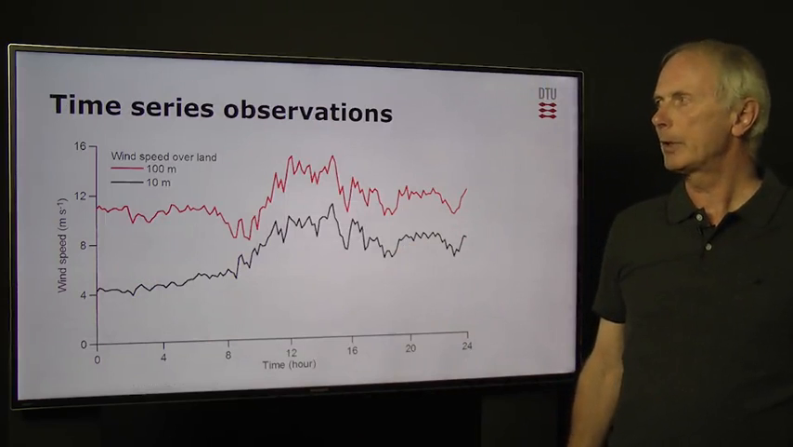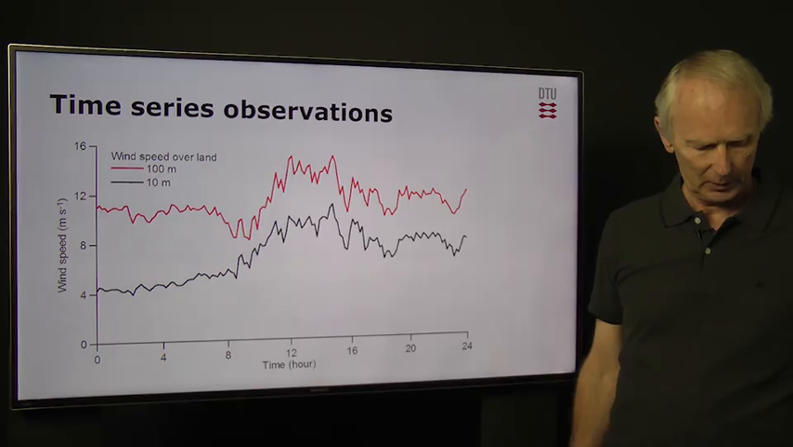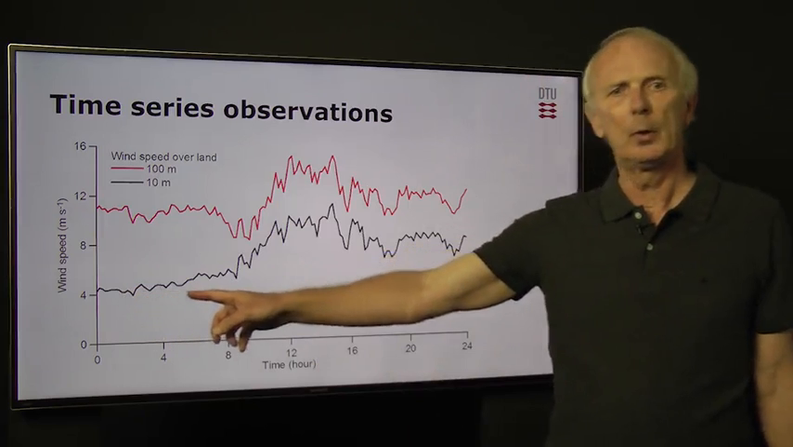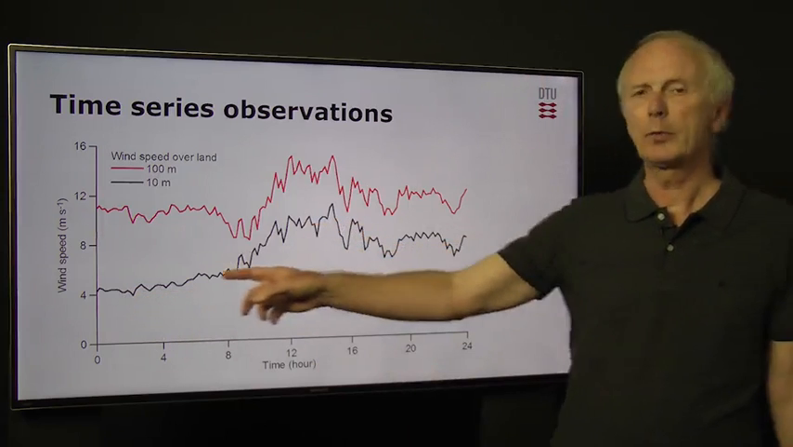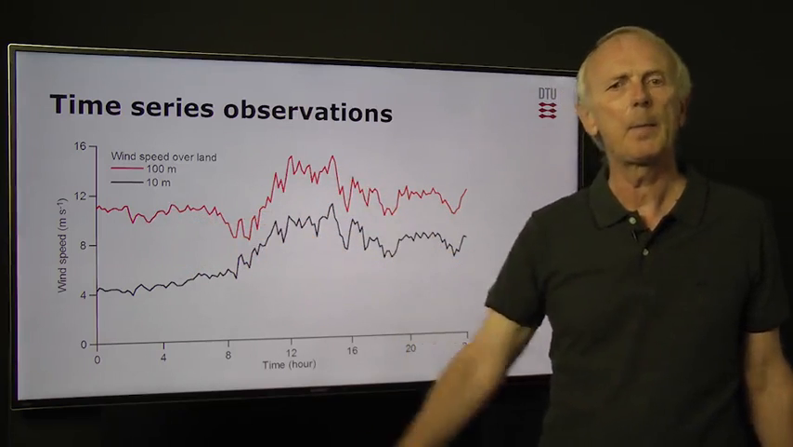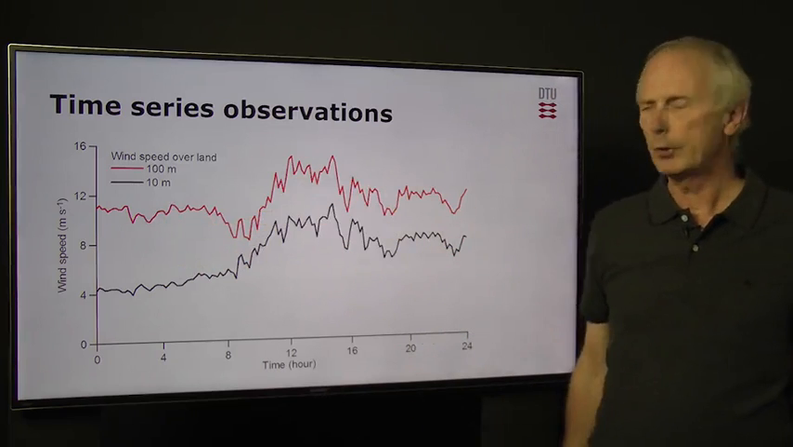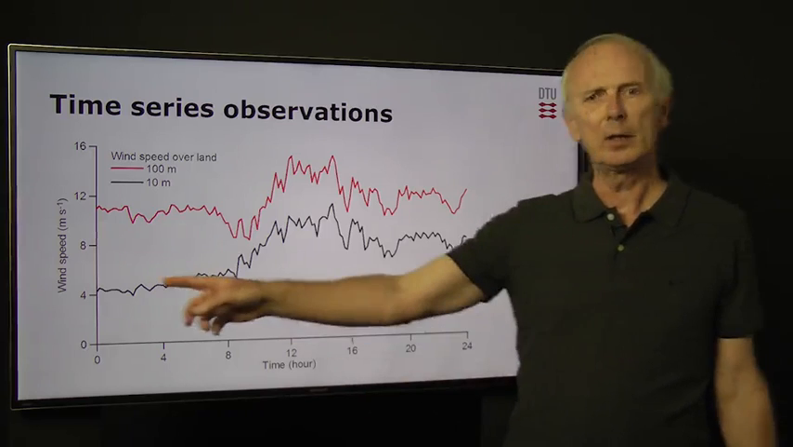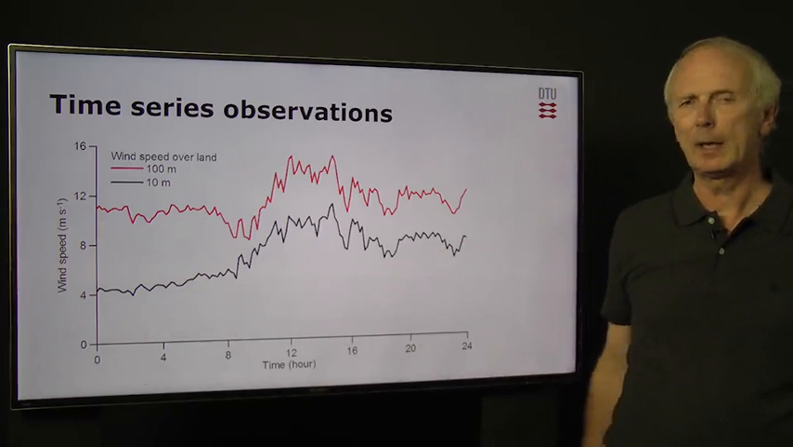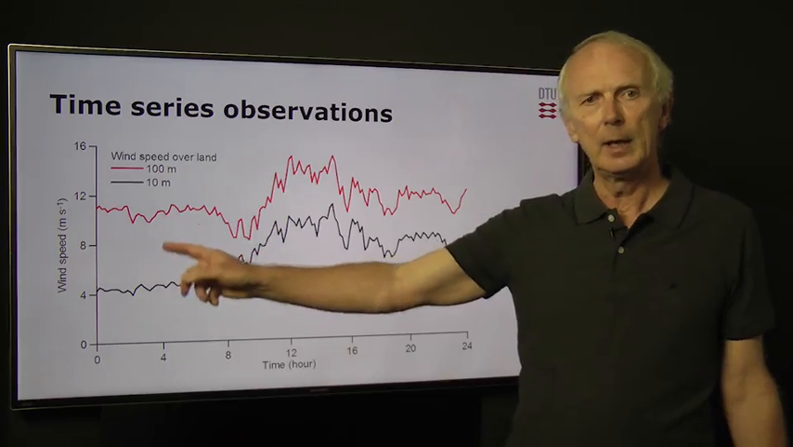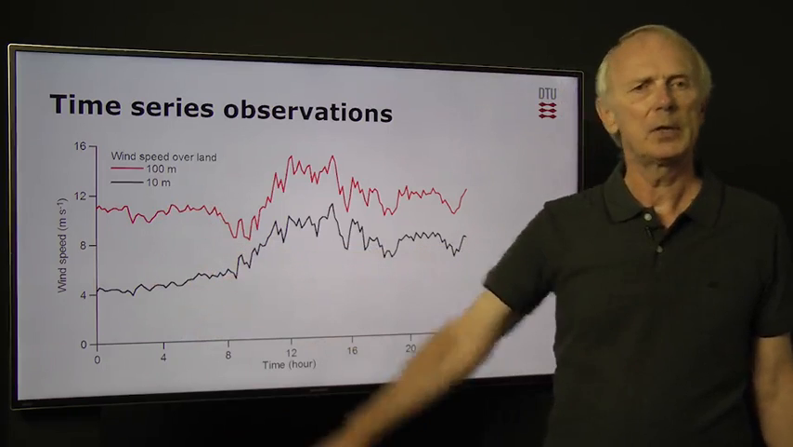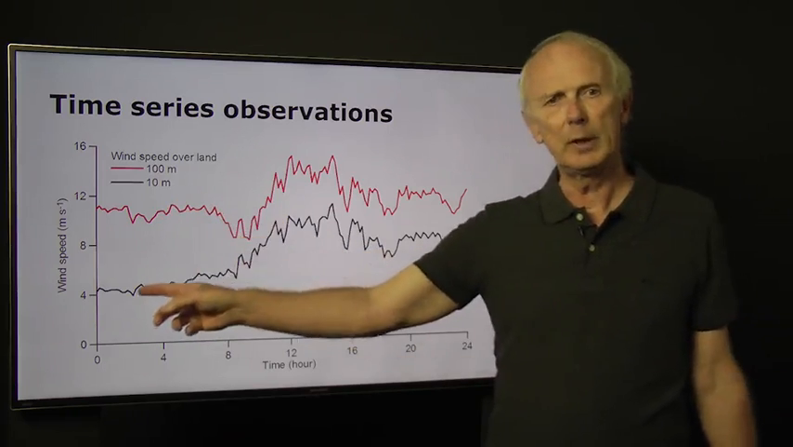Here we have an example of a time series of real observations from Denmark. You can see that the wind speed at 10 meters is here. It's of course lower than the wind speed at 100 meters, which is a fairly typical hub height today. Maybe the hub height is even higher for some of the new wind turbines. And it has a very characteristic daily variation. This represents one specific day. You can see that during the night, the difference in wind speed between 10 meters and 100 meters is quite big. And this has to do with stability.